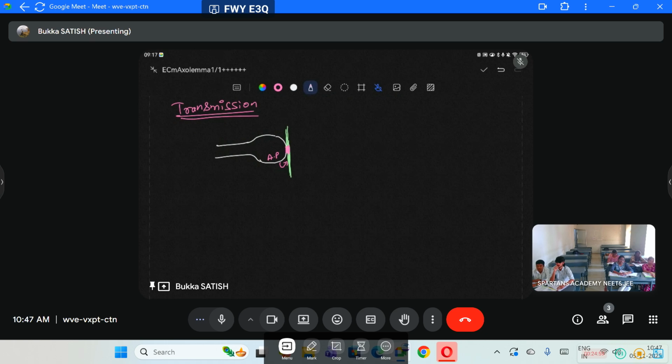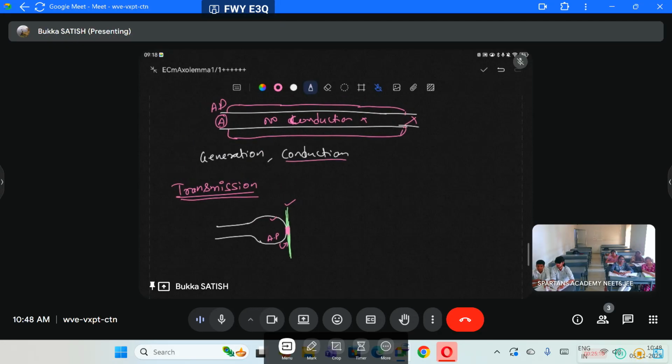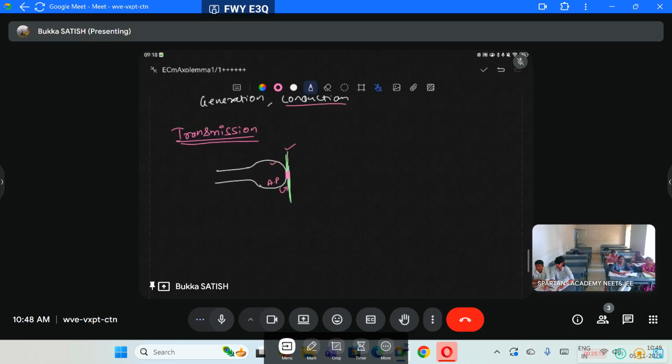Now, this can be possible when these two membranes are in close contact. Is it clear? So whatever happened in the conduction part, that will happen in this transmission part also. This kind of synapse is what we call electric synapse.